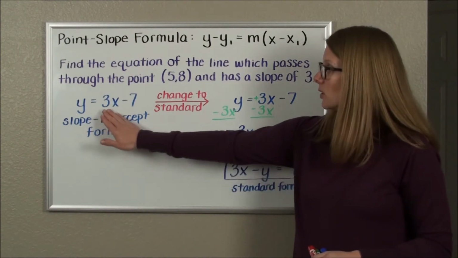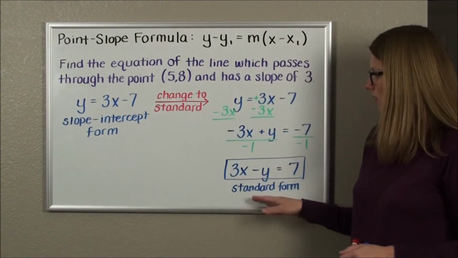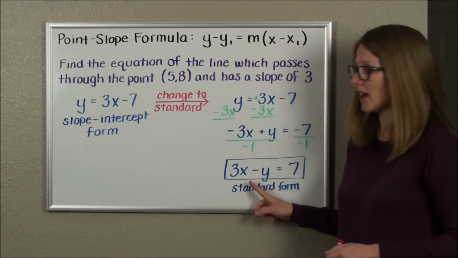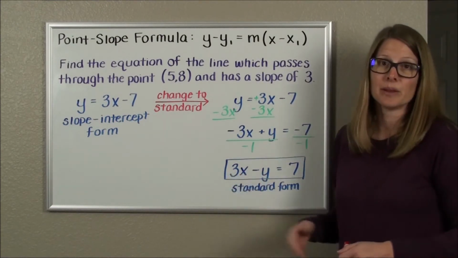So again, this was the slope-intercept form where y is by itself on one side. This is the standard form where x and y are on the left together. There are no fractions on this left side, and the leading term is positive.